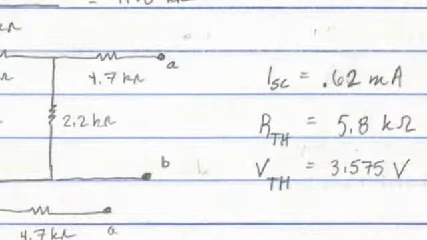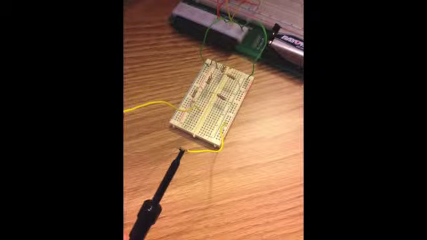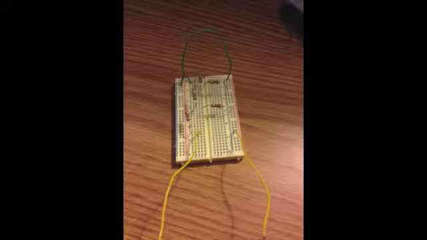So your short circuit current is 0.62 milliamps, your Thevenin resistance is 5.8 kilo ohms, and your Thevenin voltage is 3.575 volts. This is my breadboard setup. The yellow wires are in the positions of A and B, and the green wires are leading to the battery. And this is the setup for when I was measuring the resistance.